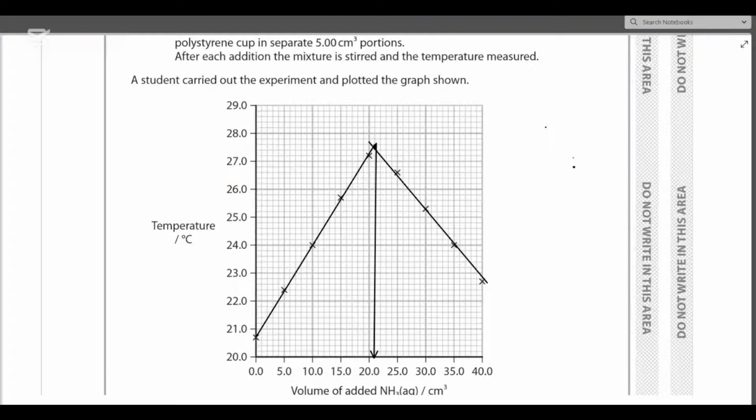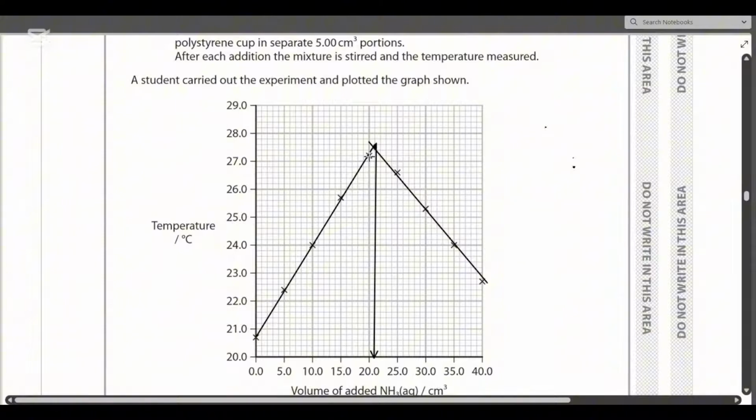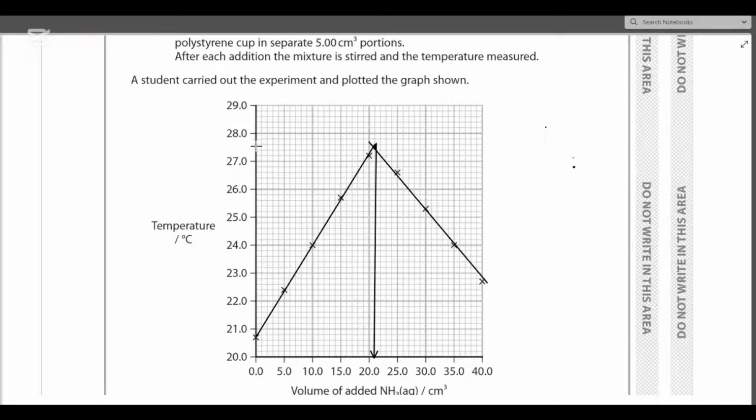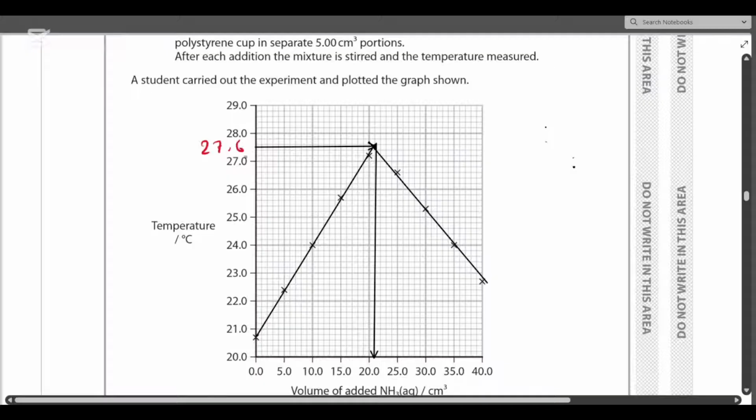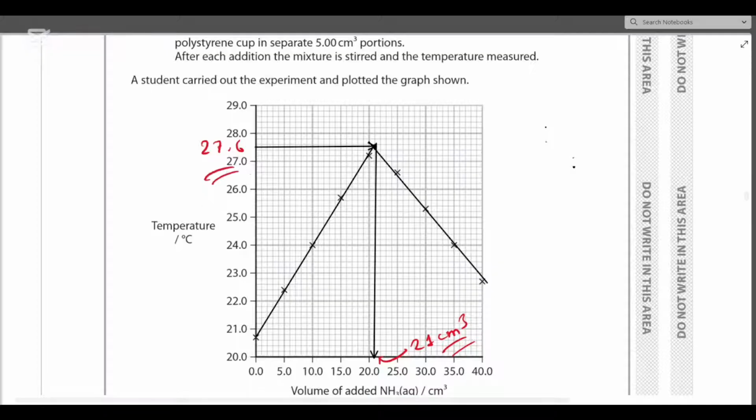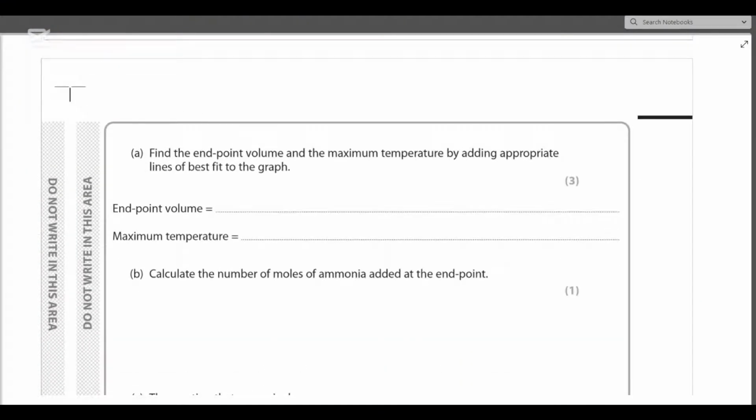And of course, the maximum temperature we can see is about 27.246. It's about somewhere here. So you can say this is about 27.6, and then we have this guy right here, which is 21 cm³. So it's pretty simple. You know the endpoint volume, which is 21 cm³, and that's 27.6 degrees Celsius for you.